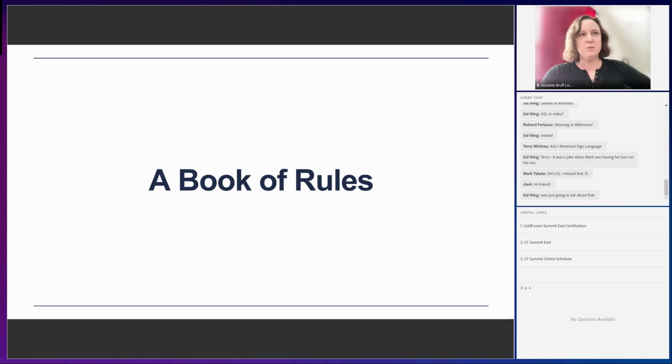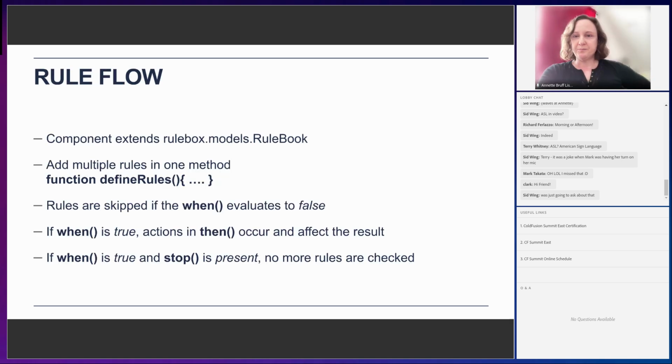This is how you put more than one rule together. So you write a component, the component extends the rulebook model. All of your rules are going to go inside the define rules method. There's some syntax. Check the documentation. You want to make sure your parentheses and curly brackets all match up nicely so you don't get any errors with execution.